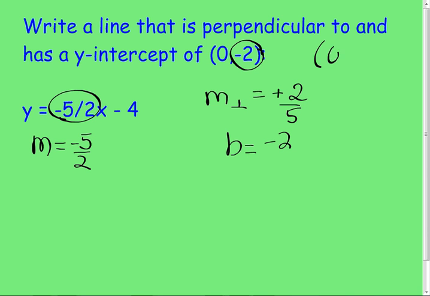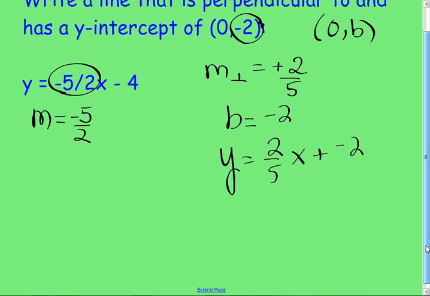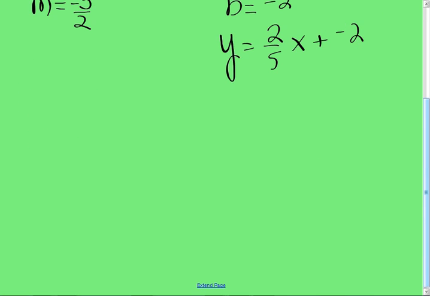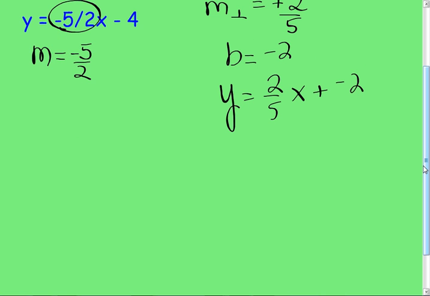It's (0, b). So what does the equation look like? It looks like 2/5 x plus a -2. Or for those of you who are a little more succinct about this, it's positive 2/5 x minus 2. Either one, they're both the same. What was the question? Emily, do you have a question?